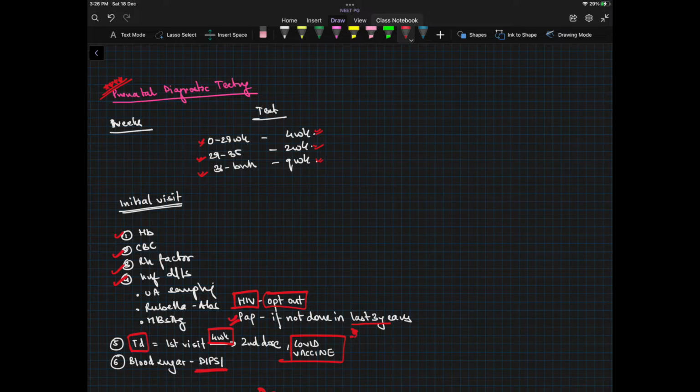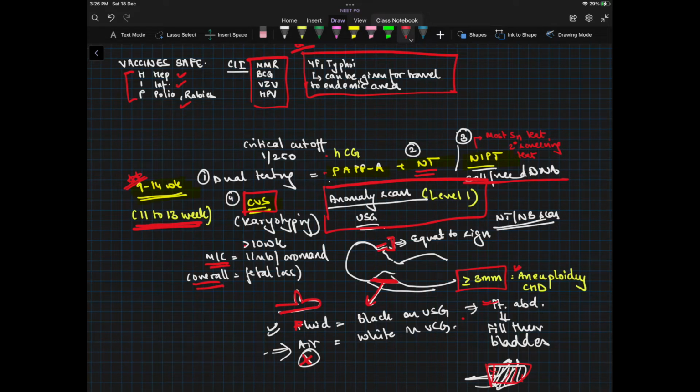Then Pap smear can only be done if it is not done in the last 3 years. TD is given in the first visit and the second dose is given after 4 weeks. Now COVID vaccine has also been approved. And finally, blood sugar levels are checked according to DIPSI. Right. Remember, vaccines safe in pregnancy are HIP, which is hepatitis, influenza, polio, and rabies, while the live vaccines are contraindicated, like MMR and BCG.